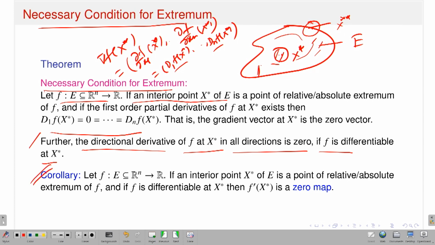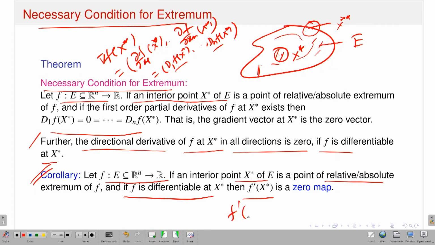As a corollary, it follows that if I have a function f, say a scalar field, and an interior point x star of p is a point of relative or absolute extremum of f, and f is differentiable, which is a very strong condition, then the derivative also is the 0 map. Why? Because if my function is differentiable, then the derivative is a linear transformation, and you can write it explicitly in terms of the partial derivatives.